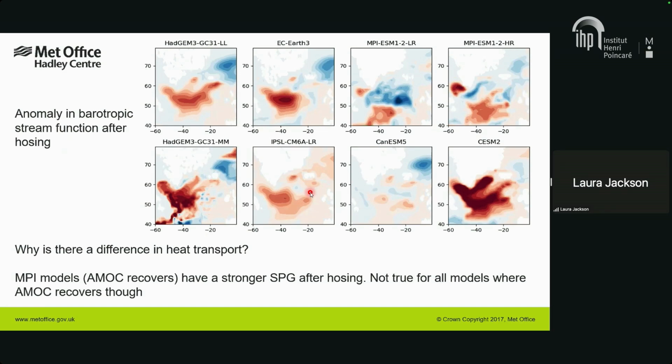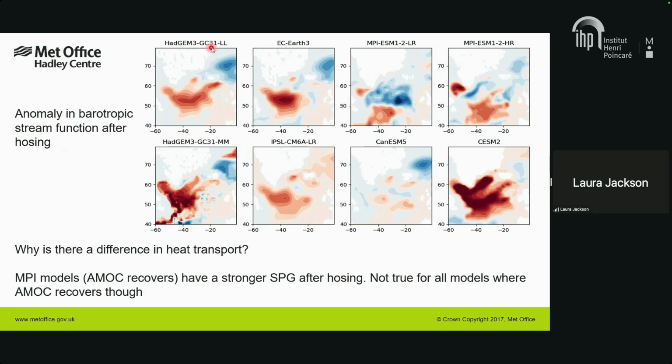So obviously the next question is, why is there a difference in the change in heat transport? And the short answer is we don't really know. This is looking at the anomaly in the barotropic stream function after hosing. So in the two MPI models here, you can see there are blue blobs, which basically means we have a stronger subpolar gyre, which could be transporting more heat into the GINs.